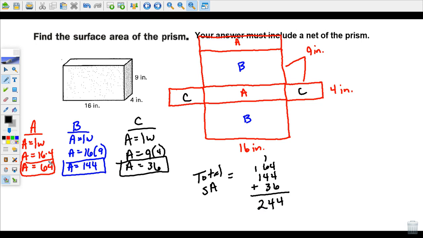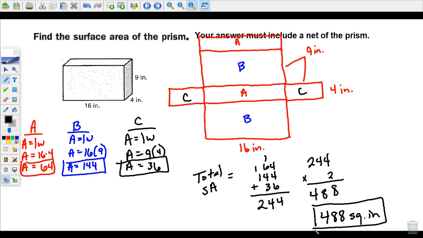But there are 2 of each of these faces. So this is only half of the surface area. So now I need to take 244 and multiply it by 2 to get my total surface area of 488 square inches.